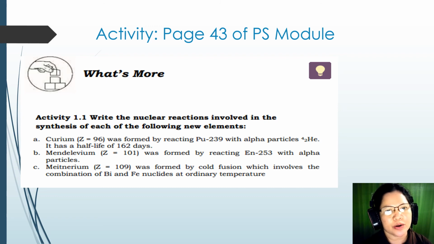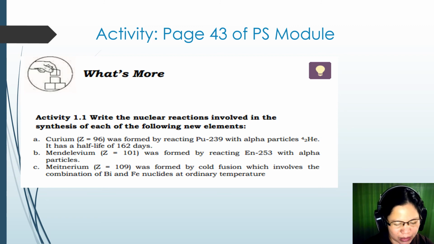For the activity on page 43 of your physical science module, you will write the nuclear reactions involved in the synthesis of each of the following new elements. Letter A is curium, symbol Cm, atomic number 96. It was formed by reacting plutonium-239 (Pu) with alpha particles, or helium. It has a half-life of 162 days.